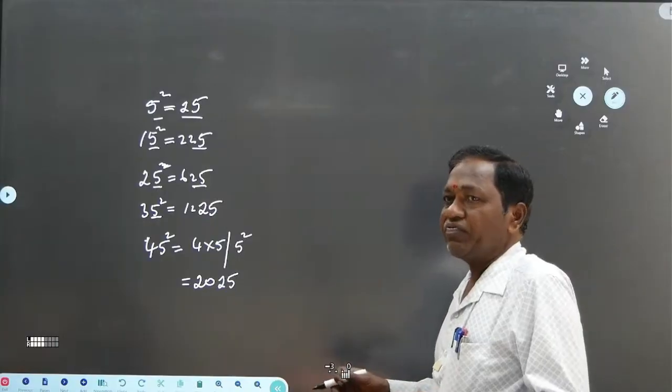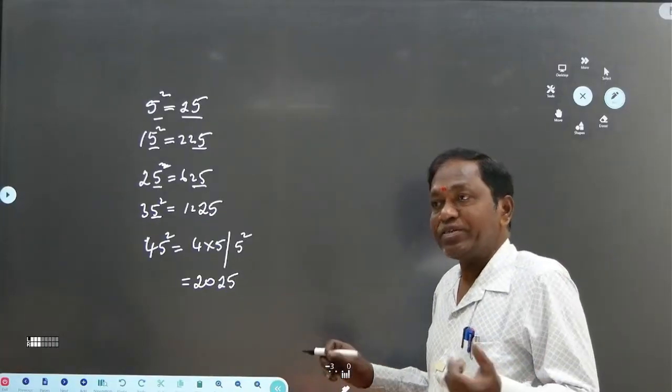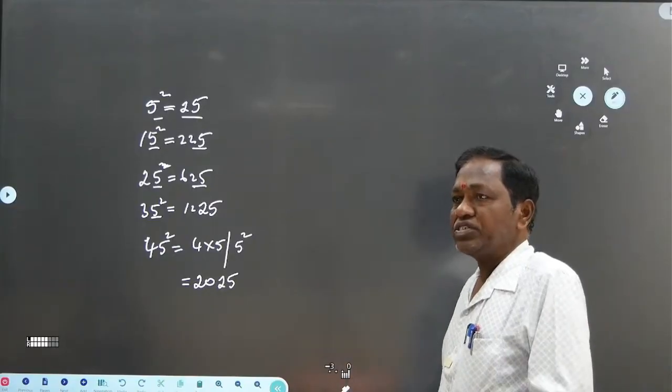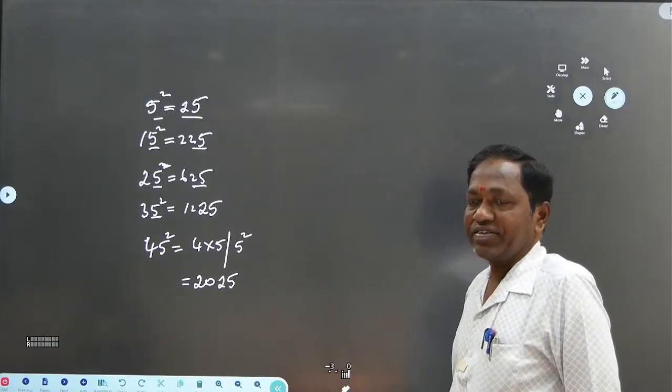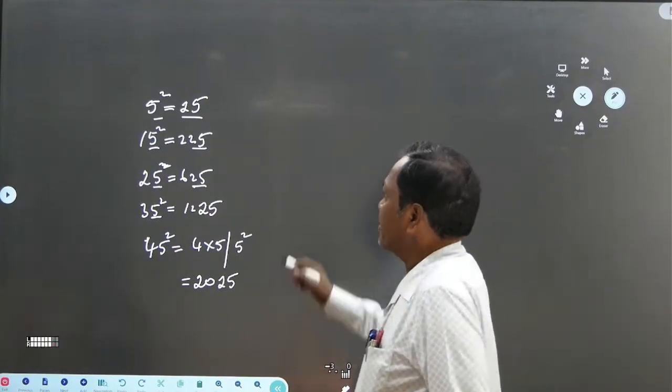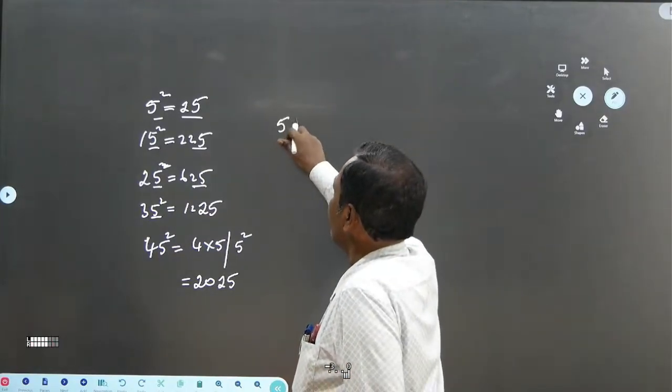You can think about which of the following is a squaring of a number. It means to see the squaring of numbers, the last 2 digits must be 25. Then only you can try with those options. It's like that. And next you can see 55 square.